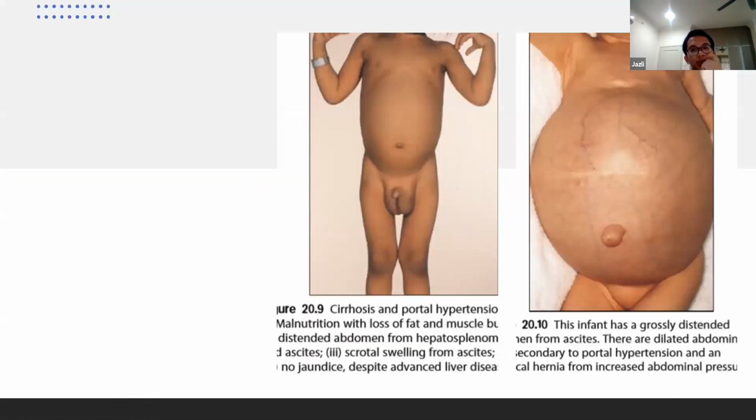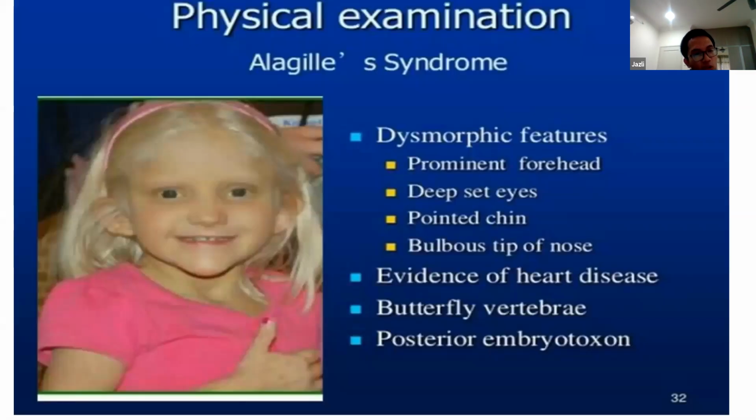Okay, for physical examination, you see ascites, and you can see evidence of cirrhosis, which is not evident in acute liver failure. It can also happen in Alagille syndrome. However, based on Nelson, progression to end-stage liver disease is very uncommon unless it is not treated. So these are things you need to consider. You see a patient with dysmorphic features: prominent forehead, deep-seated eyes, pointed chin, bulbous tip of nose, evidence of heart disease, butterfly vertebrae, and posterior embryotoxon. The patient can also have pulmonary stenosis as the cardiac abnormality.